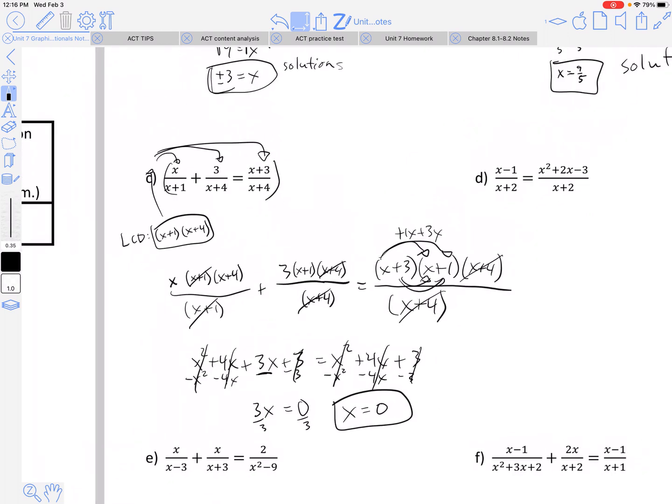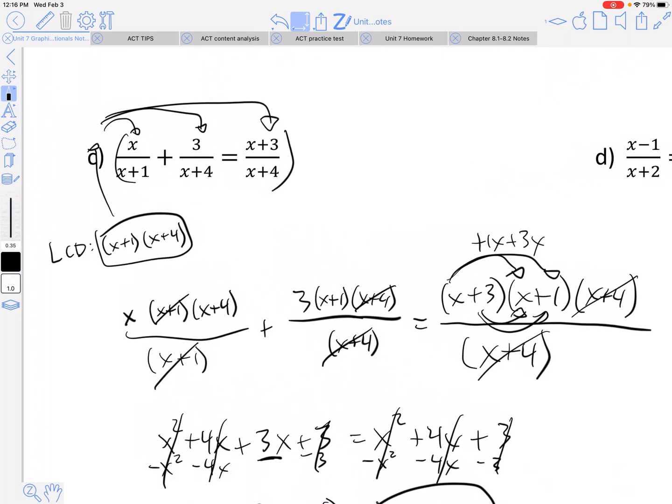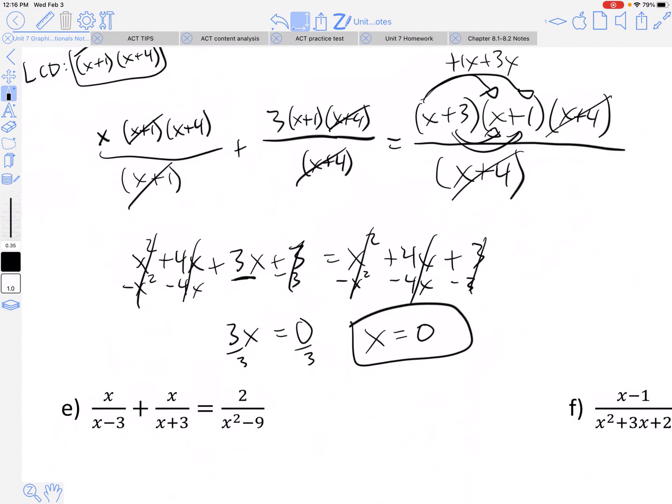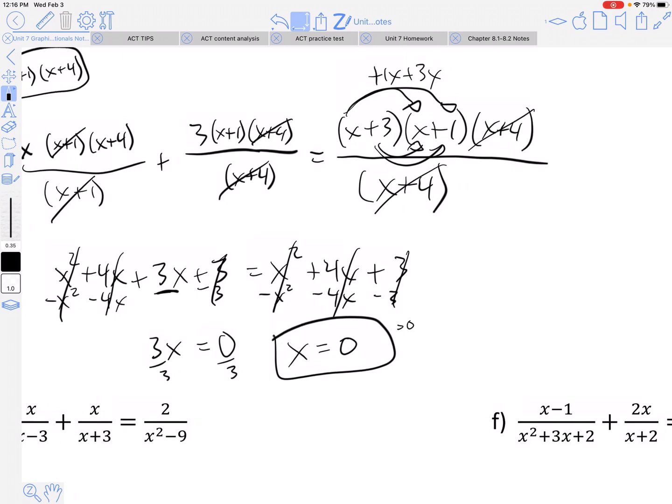Now I've got to check what my excluded values were. It looks like they were negative 1, sorry, and negative 4. So this is not part of the excluded values, so we're good. This is a solution.